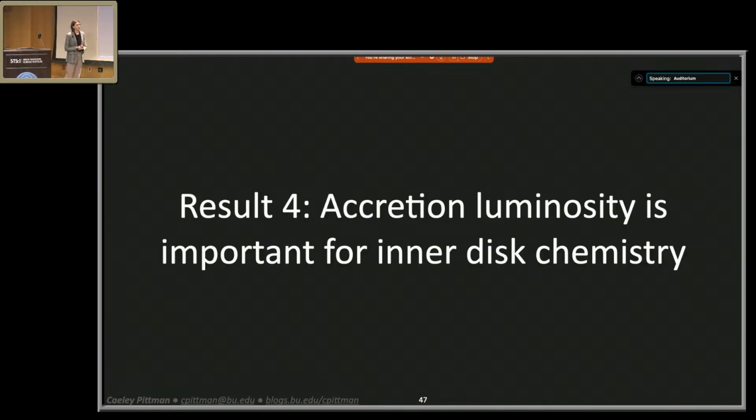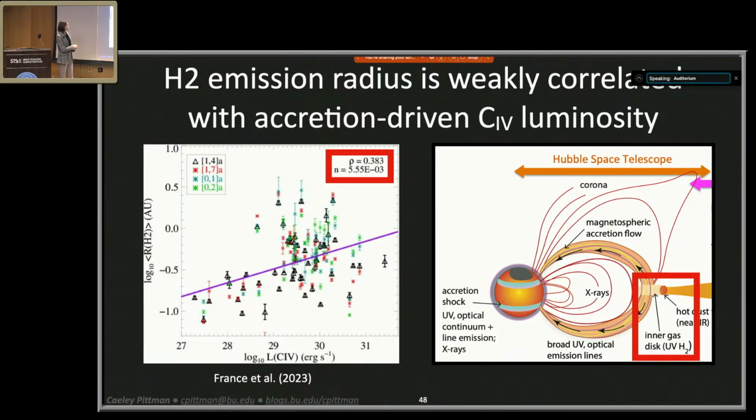Then I also find that the accretion luminosity is important for the inner disk chemistry. So this was work by Kevin France et al. On the y-axis is the radius from which the H2 emission is coming from in the inner disk. And you measure this from the broadness of H2 emission lines in COS spectra.